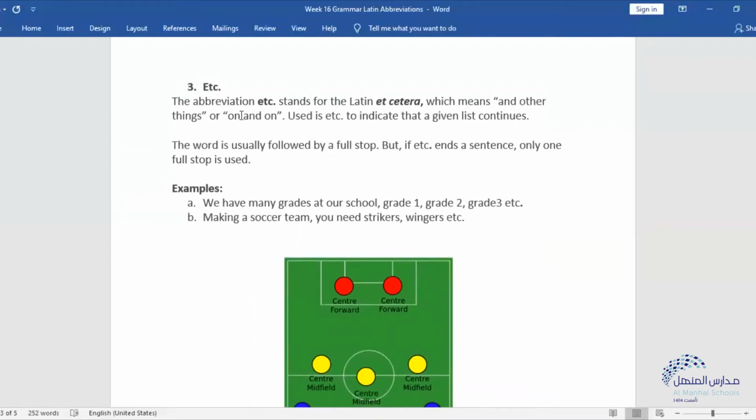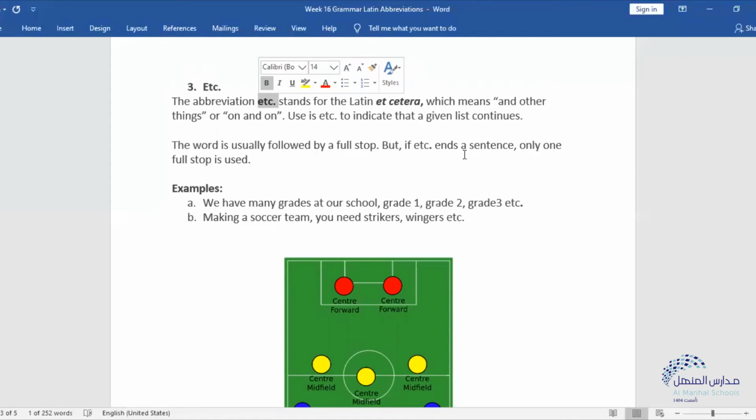Etc., the abbreviation etc. stands for the Latin phrase et cetera, which means and other things or on and on, right? Or which shows a continuation of on and on. Etc. is used to indicate that a given list continues, right? The word is usually followed by a full stop. So you would have etc. full stop, right? If you look at it at the top here, etc. full stop.